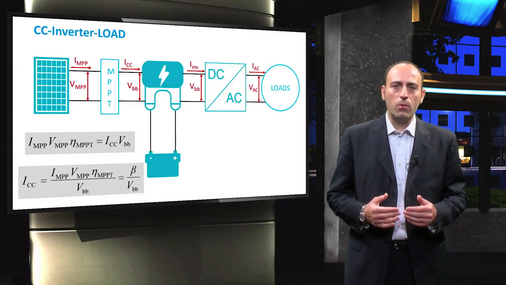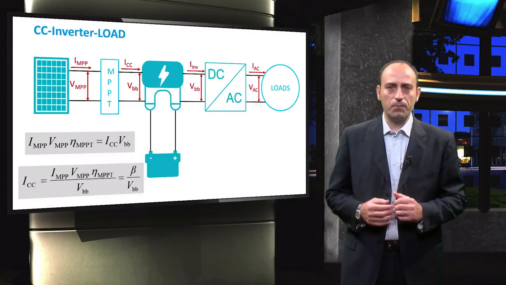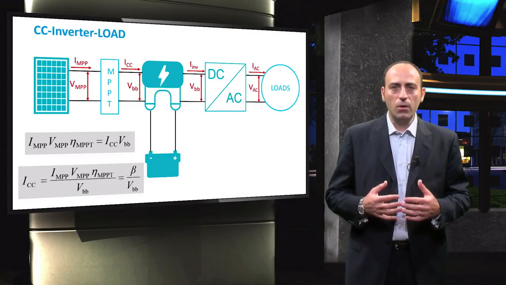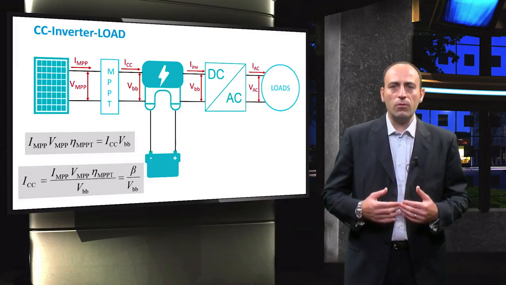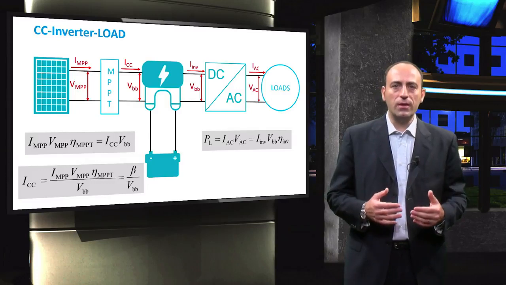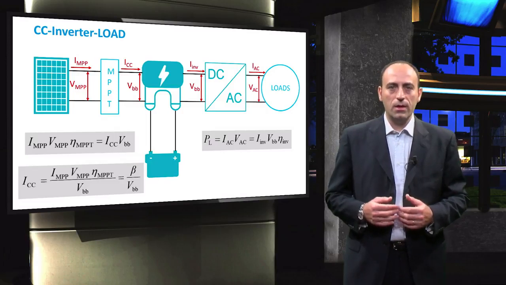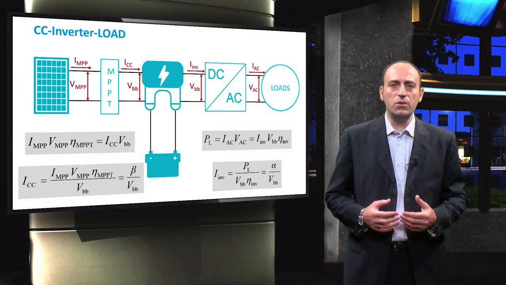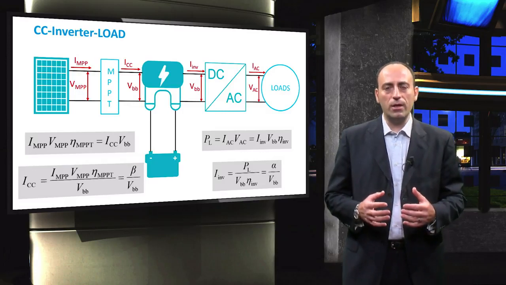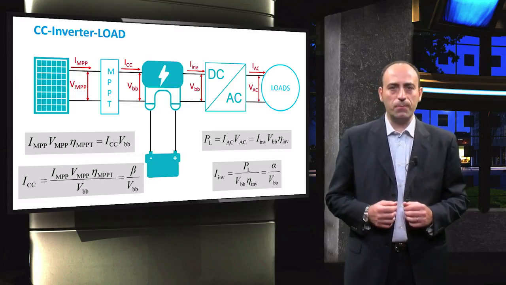Next, let us look at the right-hand side of the system topology. Here, the power required by the loads, PL, is equal to the product of AC current and AC voltage leaving the inverter. This is, in turn, equal to the power at the input side of the inverter derated by the inverter efficiency. Thus, from the following expression, the current at the input side of the inverter, IM, is obtained. Similarly to the previous step, to simplify, the variable alpha is used instead of the ratio between the power required by the loads and the inverter efficiency.